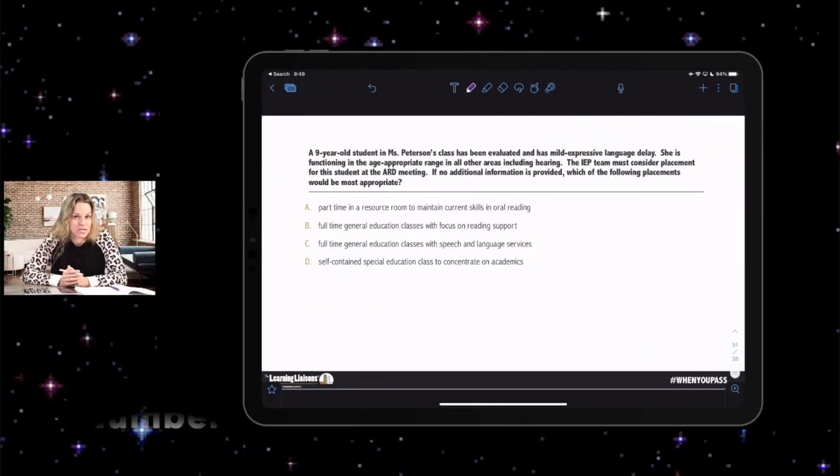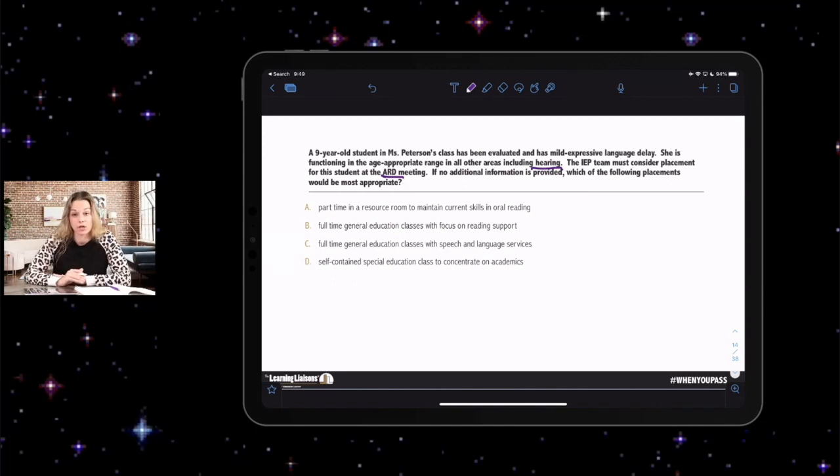A 9-year-old student in Ms. Peterson's class has been evaluated and has mild expressive language delay. She is functioning in the age-appropriate range in all other areas except hearing. So the IEP team must consider placement for this student at the ARD meeting. If no additional information is provided, which of the following placements would be most appropriate?